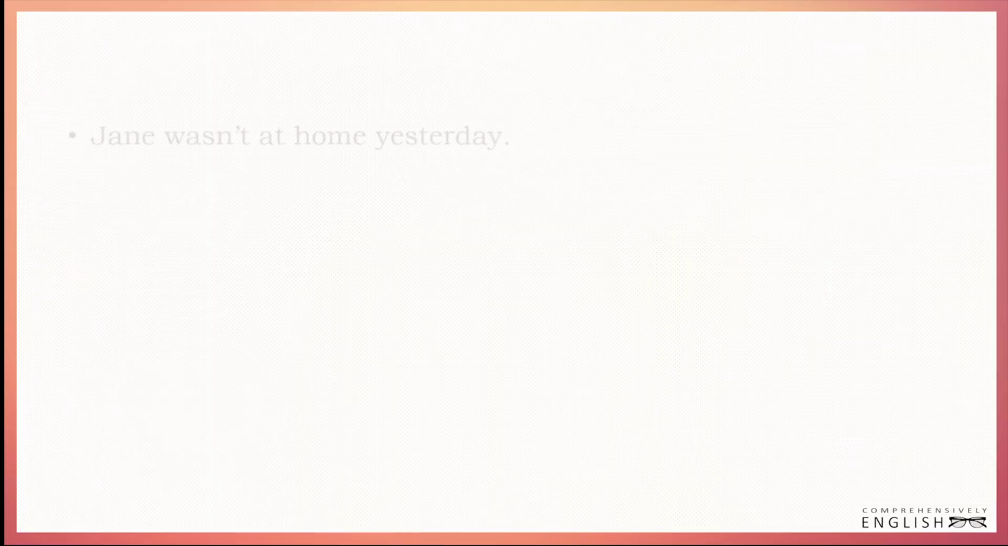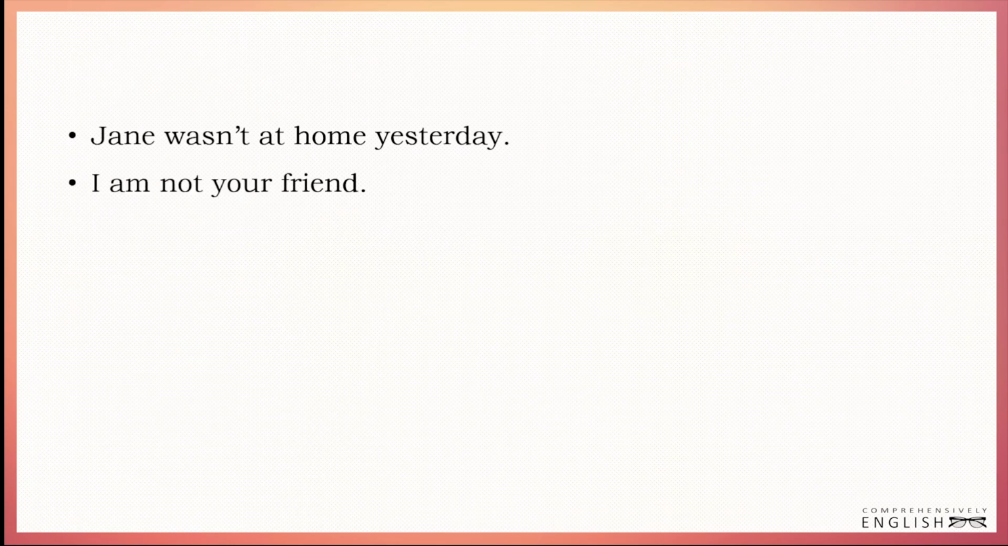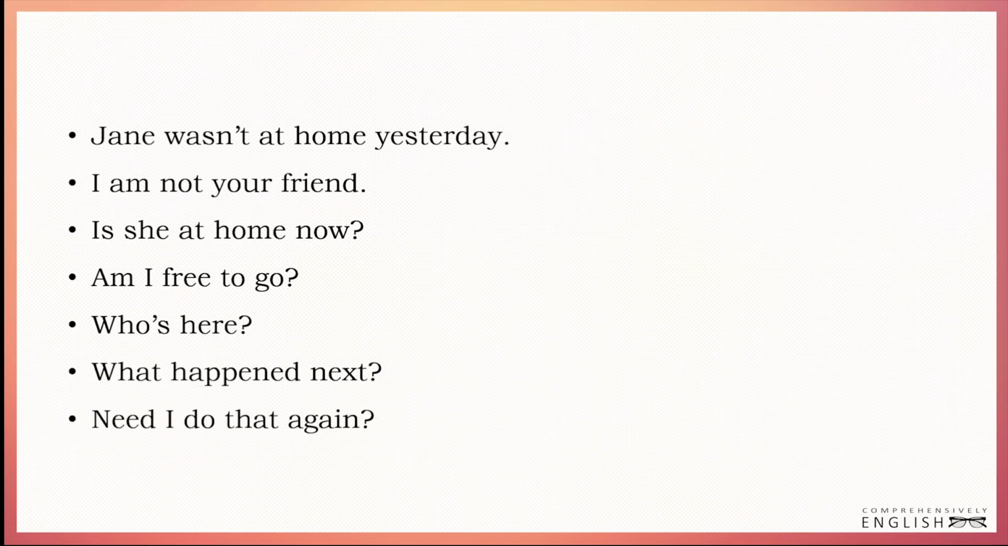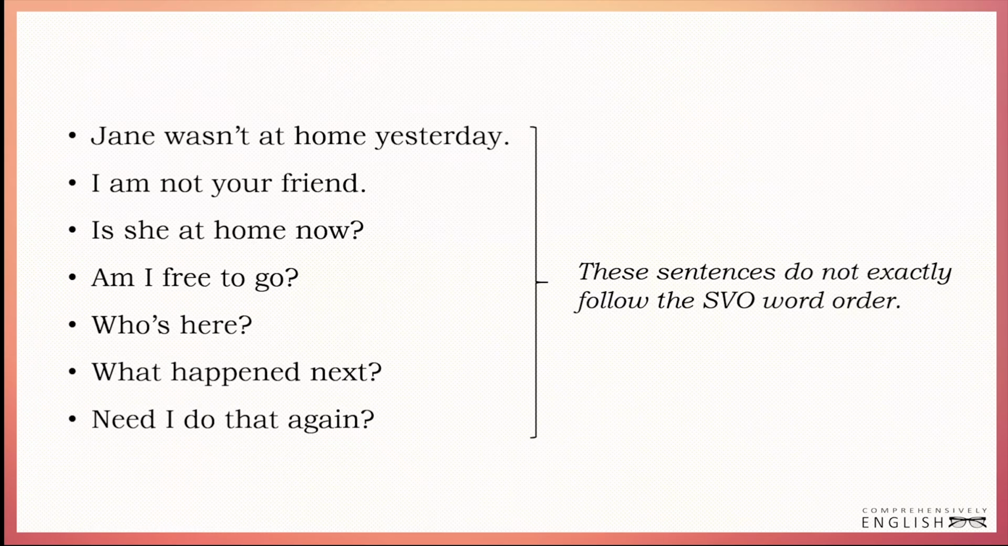Let's look at these statements and questions. Jane wasn't at home yesterday. I'm not your friend. Is she at home now? Am I free to go? Who's here? What happened next? Need I do that again? These sentences do not exactly follow the SVO word order, right? That happens because be, do, need, have, dare can function as both auxiliary verbs and main verbs.